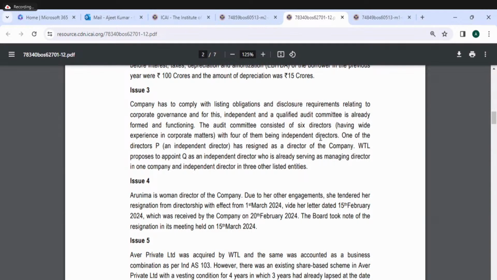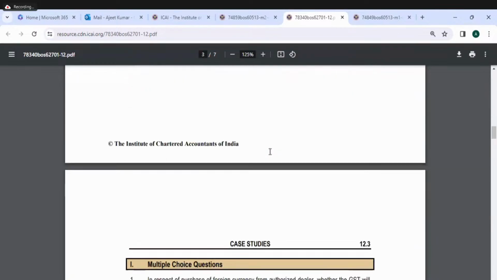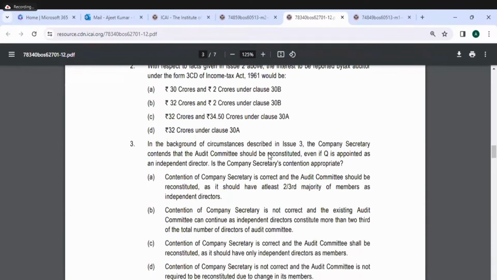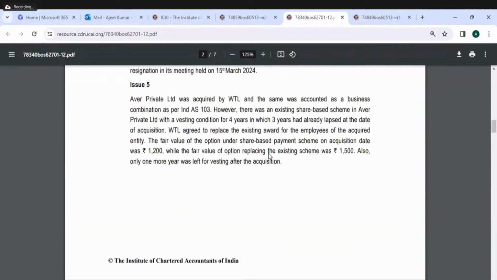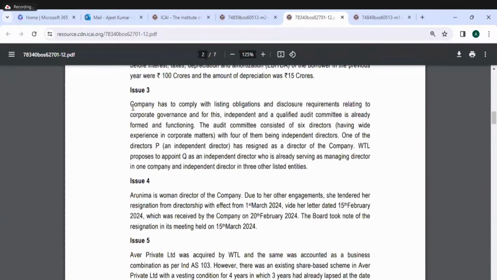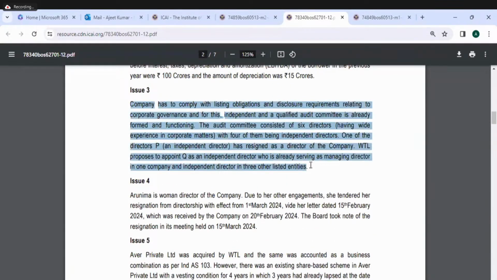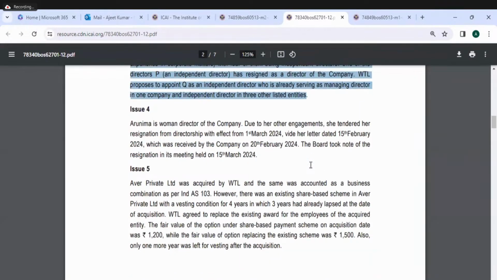Now, moving on to the question that we have. Is there anything, students, that you are not able to understand with respect to the issues in this question, in this issue 3?